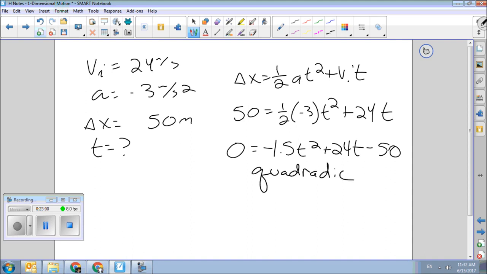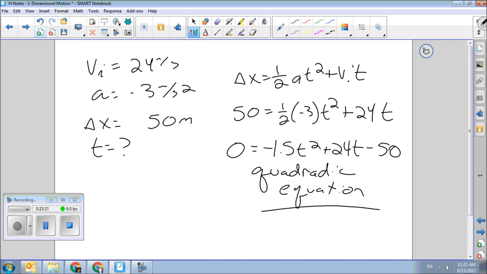Quadratic. That is not at all how you spell that. Quadratic. Why can't I spell quadratic? Is it a T or a D? I guess that was right.